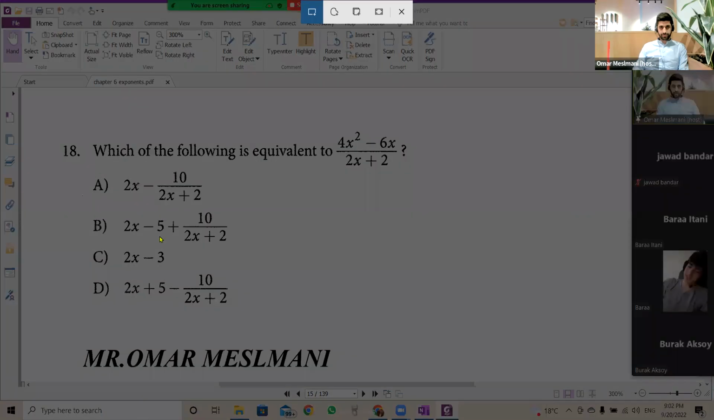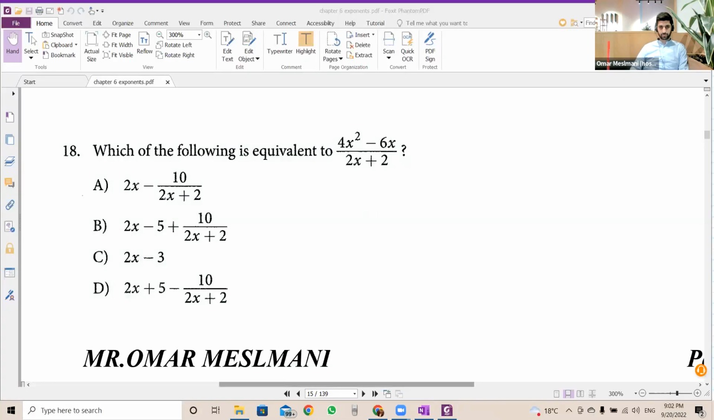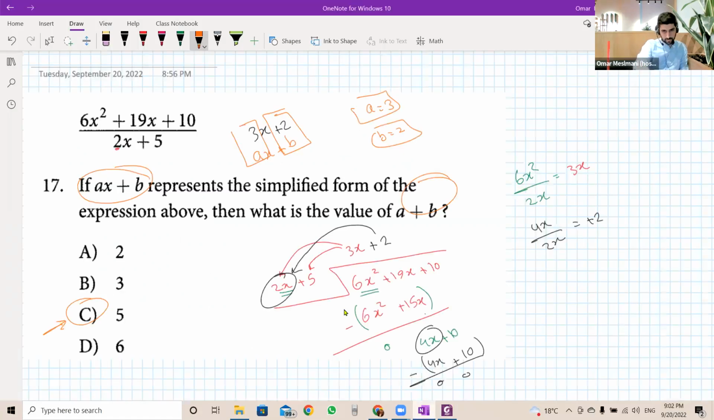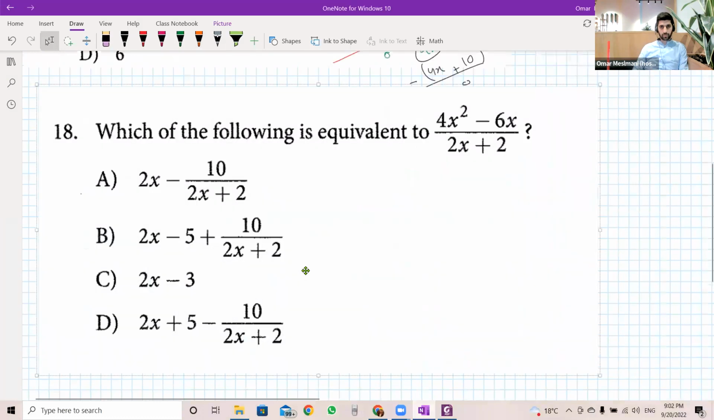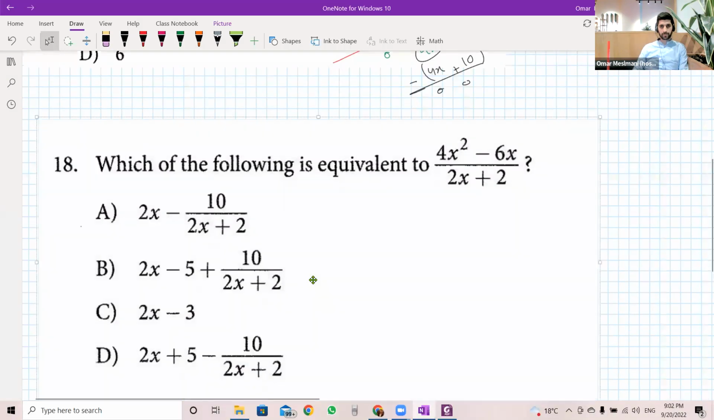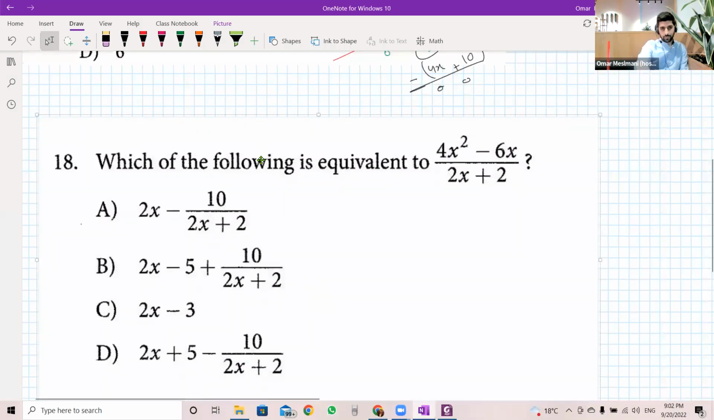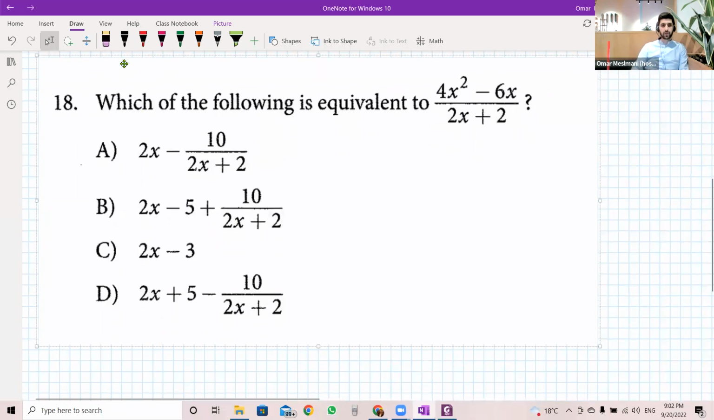Wait, mister, I think I figured it out. Which of the following is equivalent to this? First of all, can you hear my voice? Yes. First of all, you can factor. How, mister? You can do long division. Okay, don't do anything, just go and do long division.